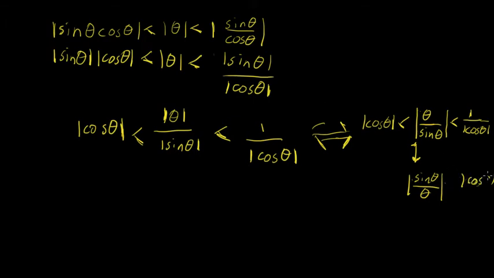Yeah, this here becomes the absolute value of cosine of theta, and this bit on the left becomes 1 over the absolute value of cosine of theta. But what happens to the signs? Well, we're taking the reciprocal of a bunch of positive quantities, right? So when we do that, here we have the absolute value of cosine of theta is less than 1 over the absolute value of cosine of theta.